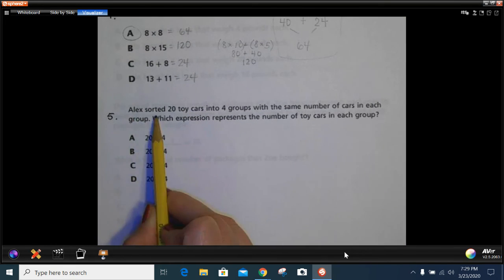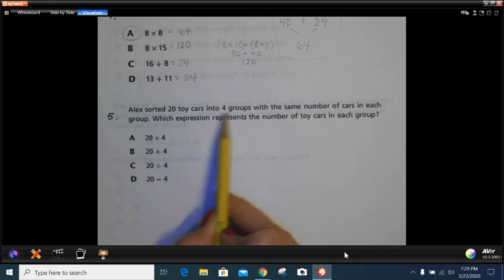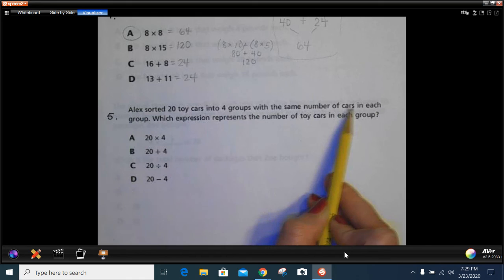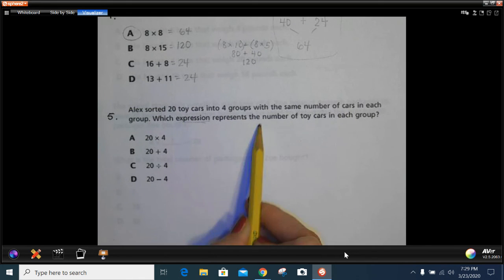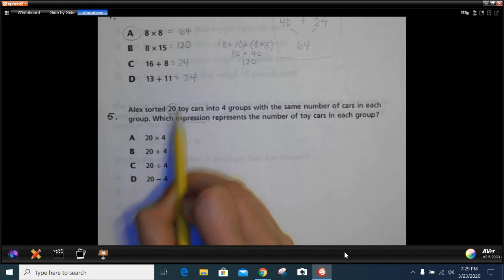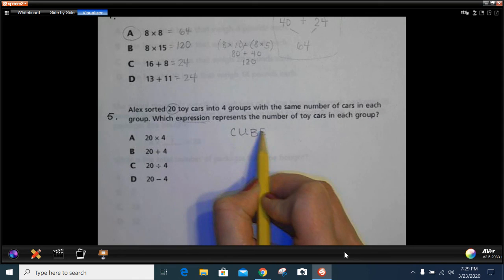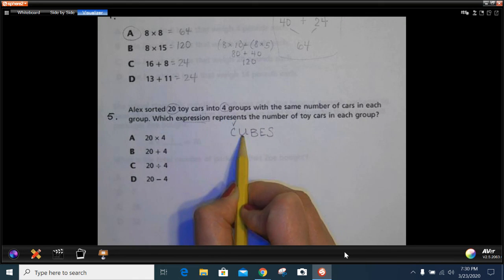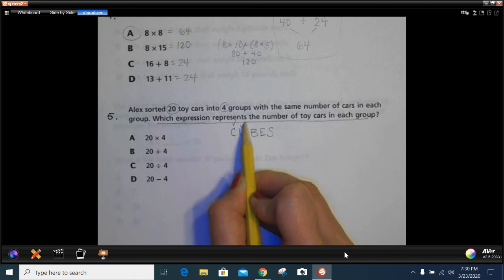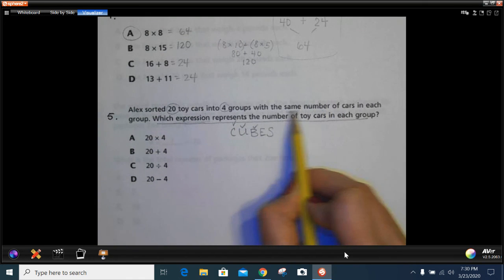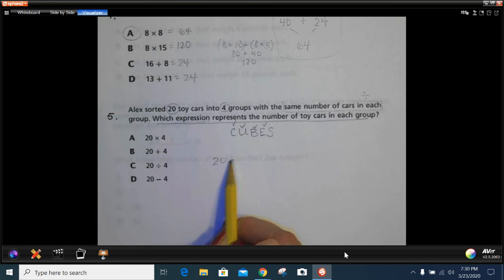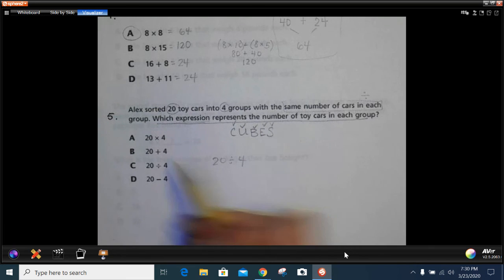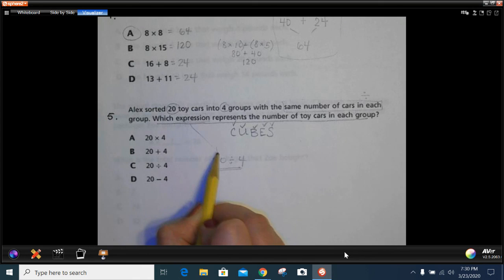Okay, Alex sorted 20 toy cars into 4 groups with the same number of cars in each group. Which expression represents the number of toy cars in each group? Expression. So Alex, okay, here we go, guys. Circle our numbers, underline our question, box our math action words. I'm going to go with same number of cars in each group. Evaluate. There we go. Solve. We don't need to have the actual answer here. This is actually our answer because we need the expression, right?